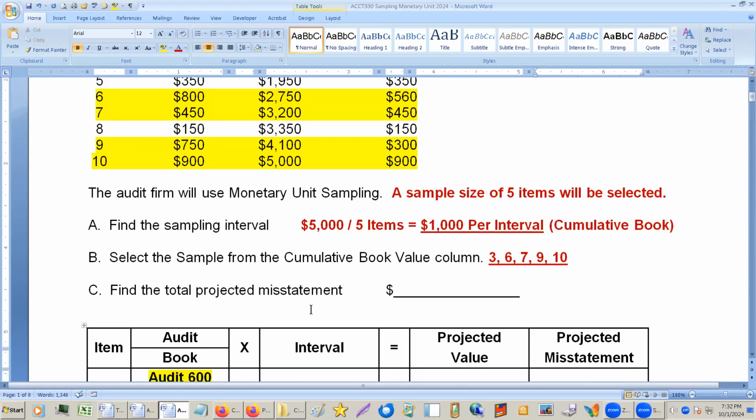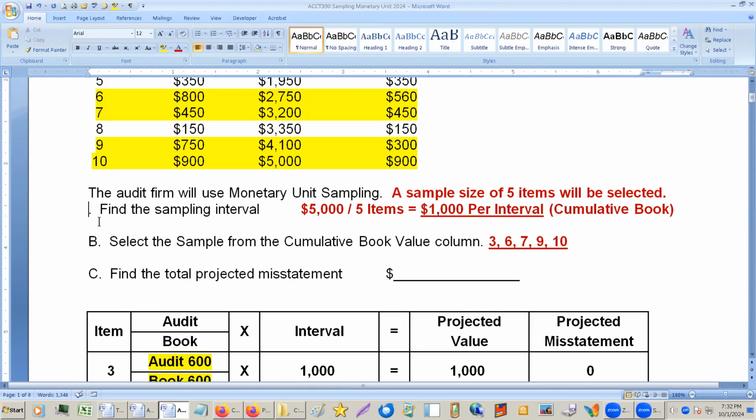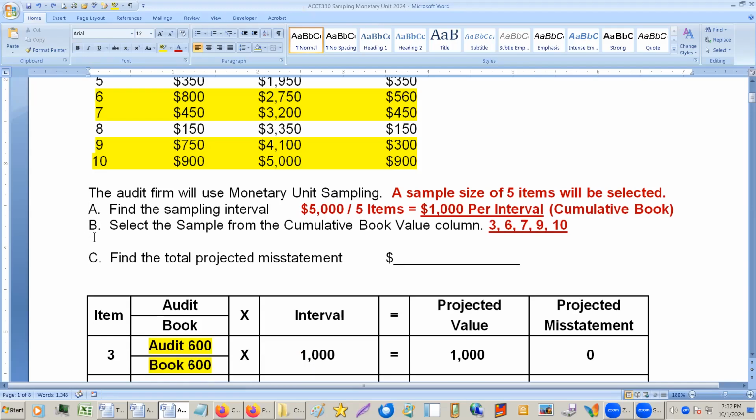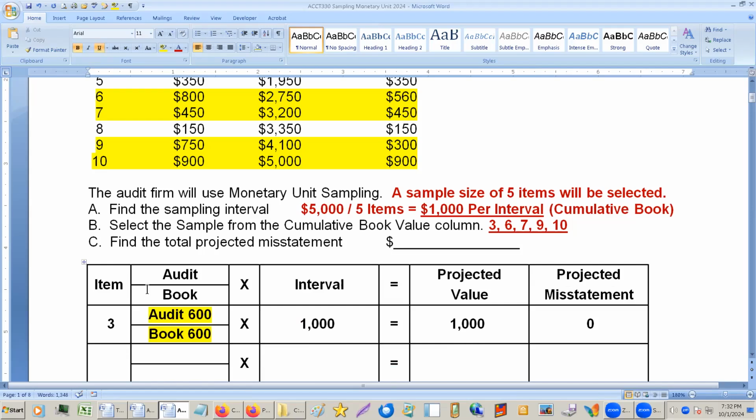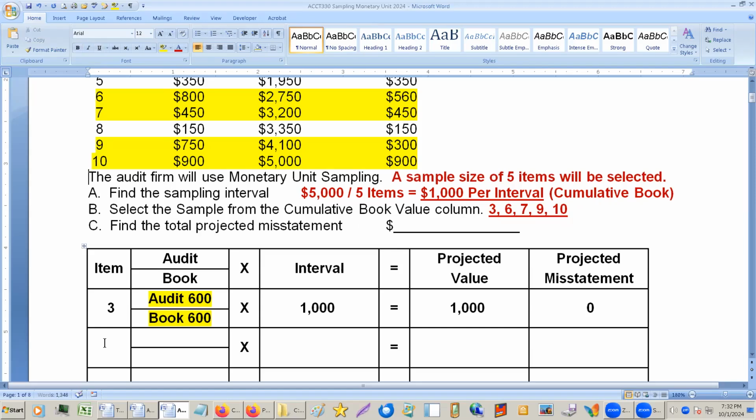Let's go to 6. Let's get this on the same screen. Okay, so the next one we're going to pick is number 6. The audit amount is 560, and the book amount is 800. So there's a difference here. So this one is going to be a little bit of a problem. Let's make that green.